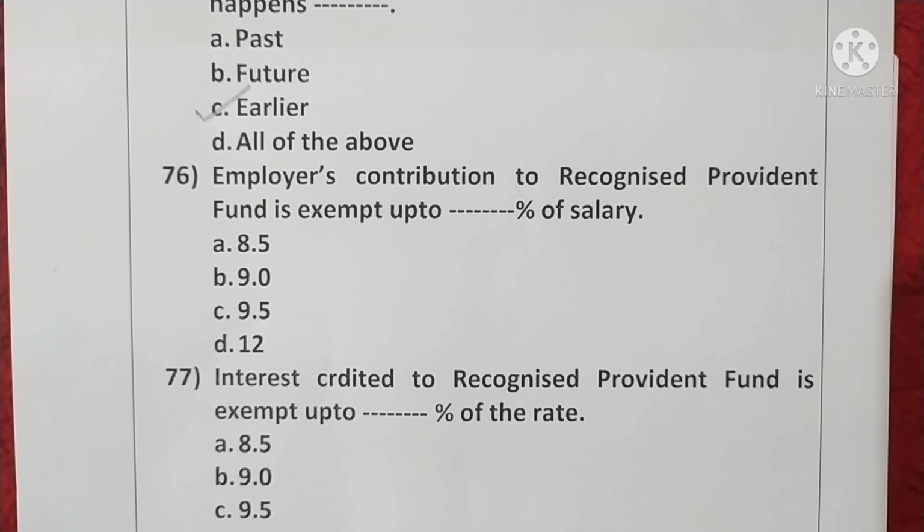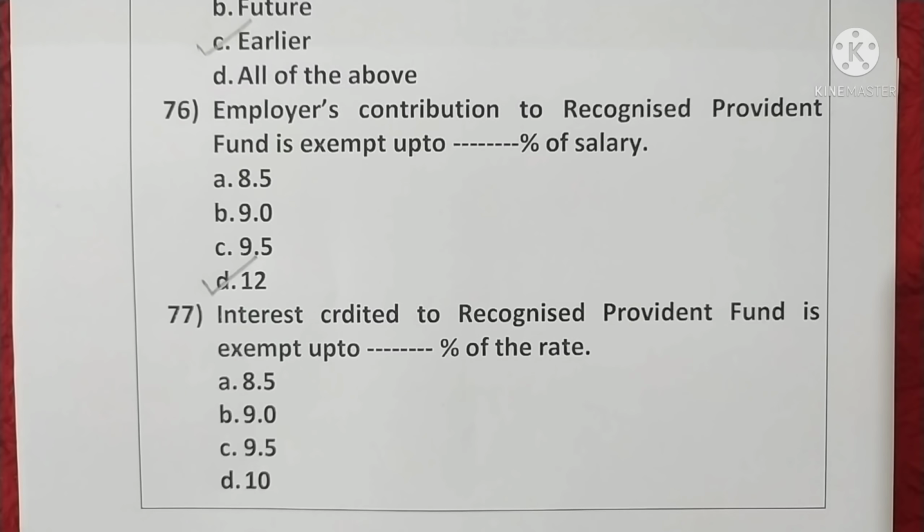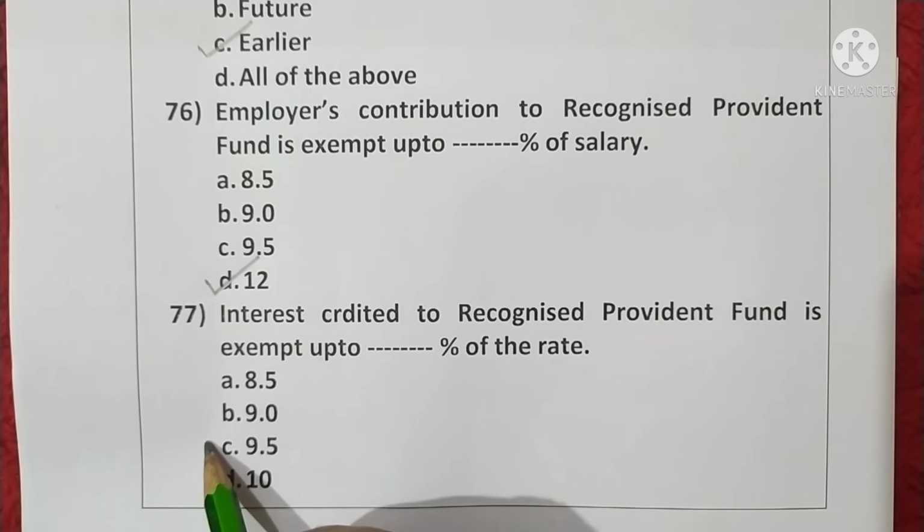Question 76. Employee's contribution to recognized provident fund is exempt up to dash percent of salary. Here, it is exempt up to 12% of salary. Option D is correct one. Question 77. Interest credited to recognized provident fund is exempt up to dash percentage of the rate. Here, it is exempted up to 9.5% of the rate. Option C is correct one.